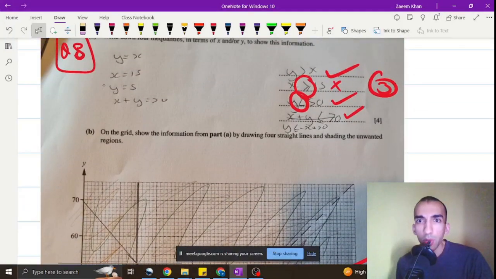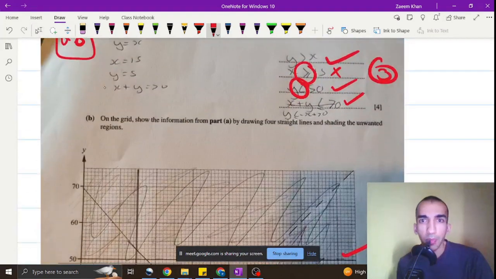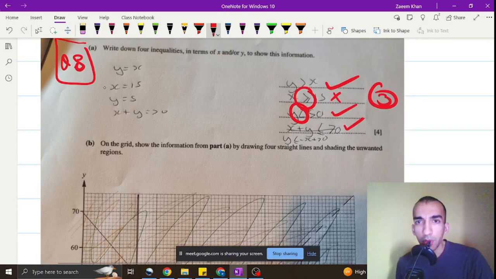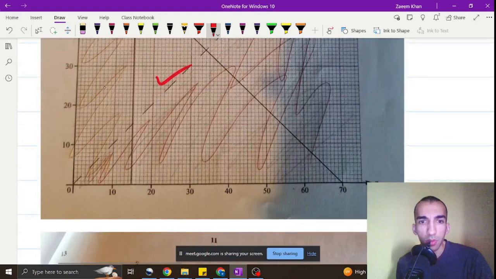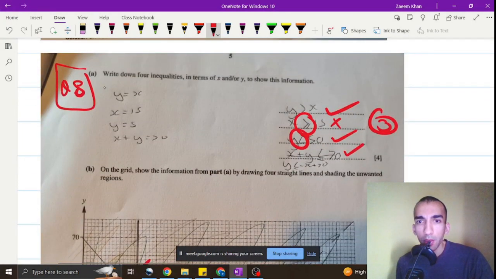And what else? What's greater than x? That's this line over here. Shabash. Y is less than or equal to 15. What have you drawn? Sorry, x is less than or equal to 15. You've drawn this line, so you're going to get a mark for this. What else do we have?